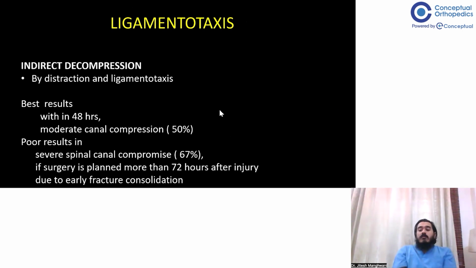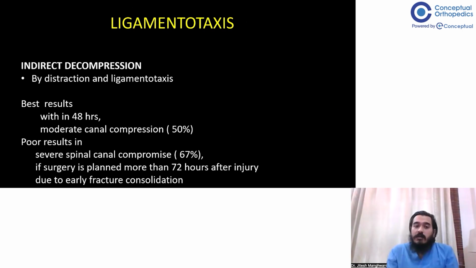Ligamentotaxis. So what is ligamentotaxis? This is one technique in which we achieve an indirect decompression. So what is direct decompression? Direct decompression is when we do the laminectomy and thump the fragments back in place or remove those bony fragments which are causing the compression.